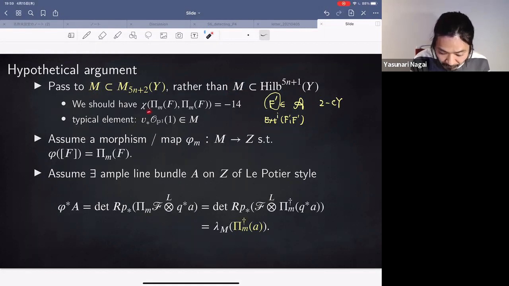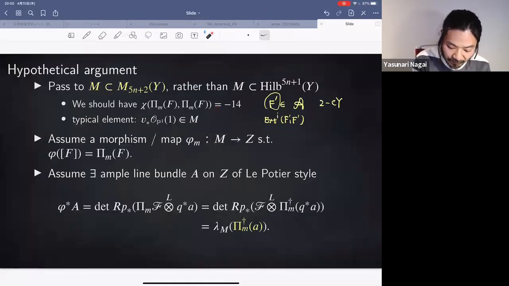So the Euler pairing of projected objects should have the number -14. And actually the structure sheaf or ideal sheaf of the curve itself does not satisfy this equation. But if we twist a little bit, and consider stable sheaves of Hilbert polynomial 5n plus 2, then basically Grothendieck-Riemann-Roch assures that this equality always holds.